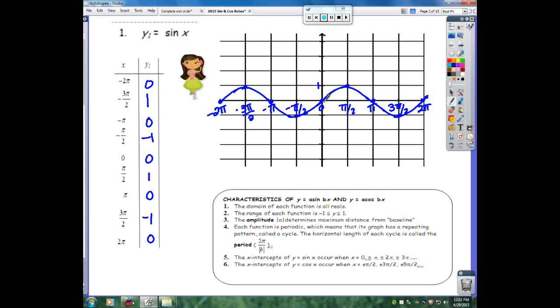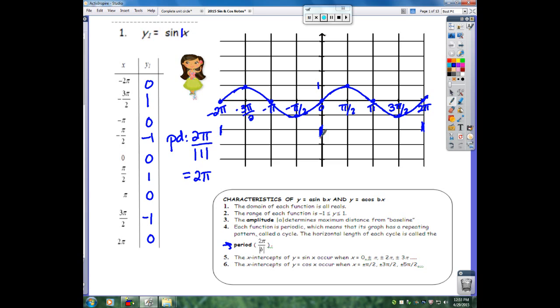Now, a period is when the pattern repeats. If you look down here at the characteristics of our sine graph, for number 4, it says the period repeats 2 pi over b. b is the coefficient in front of the x. In our case, it's 1. So our period for this is 2 pi over the absolute value of 1, which is 2 pi. What that means in our graph is our pattern is going to repeat itself every 2 pi. So there's one cycle of our pattern, and here's another cycle of our pattern from negative 2 pi to 0.